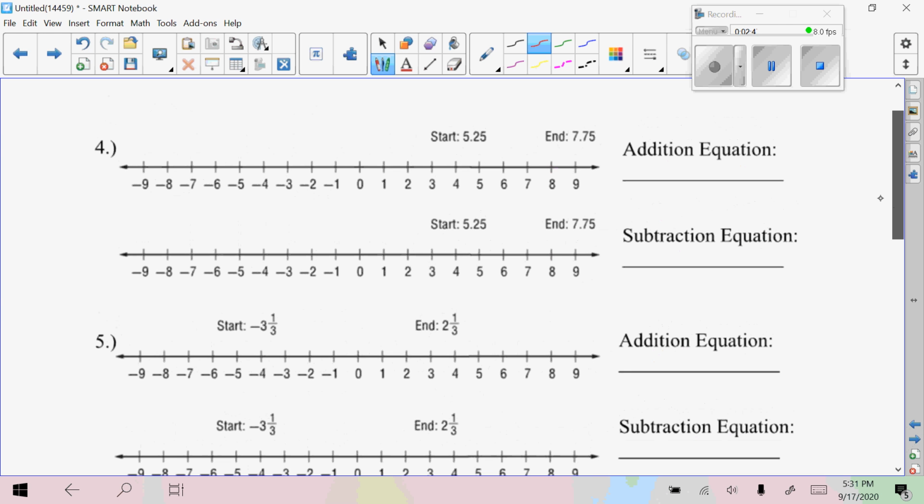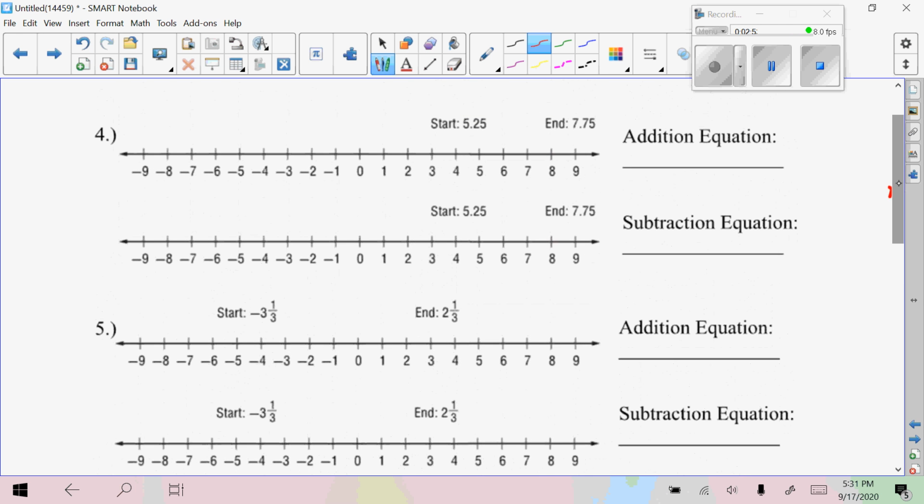All right, now we can do the same thing with decimals or with fractions. I'll just do one of them and you can do the other one. So we're starting at 5.25, and addition means we're facing to the right. And we're going to end at 7.75, so we have to figure out how long that line is. It looks like it's about 2.5 long. And I'm going the way I'm facing, which means I'm adding a positive number. So I start at 5.25, I add 2.5, and I end up at 7.75.